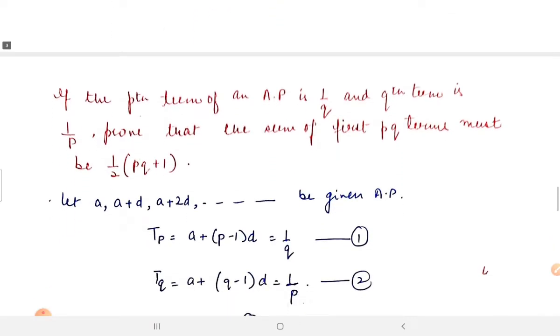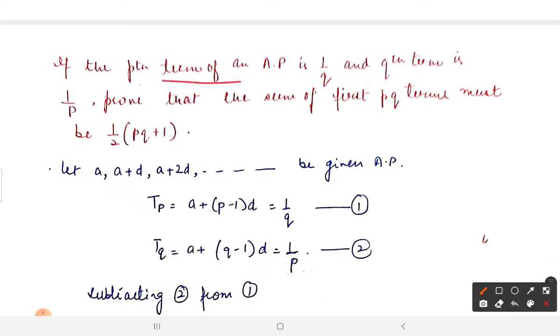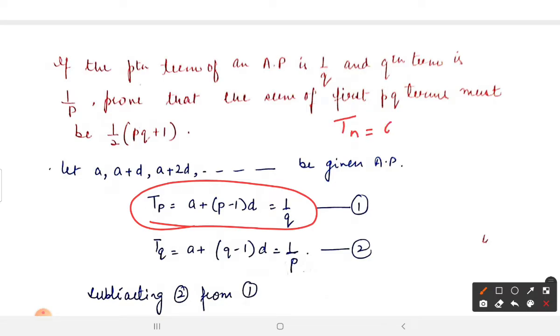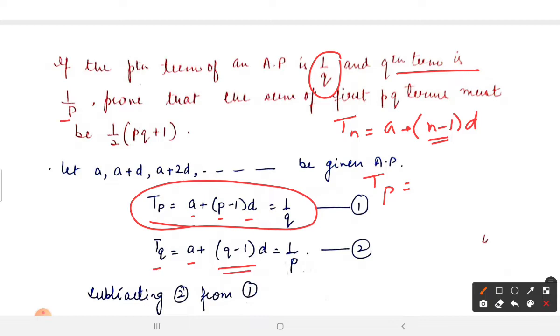Next is, if the pth term of an AP is 1 by q, so Tp is equal to 1 by q. So what is the pth term? Formula for the nth term, Tn is equal to a plus n minus 1 times d. So what is Tp? Put p here instead of n. So we have a plus p minus 1 times d, which is given to us as 1 by q, and the qth term is 1 by p. So Tq is equal to a plus q minus 1 times d is 1 by p.